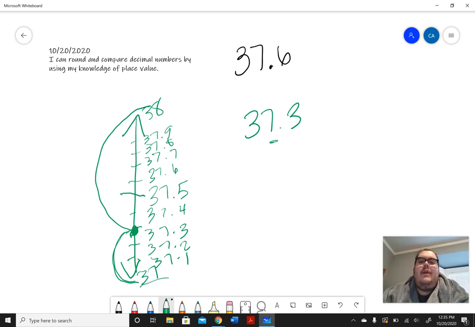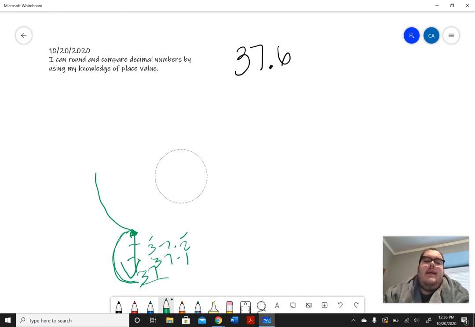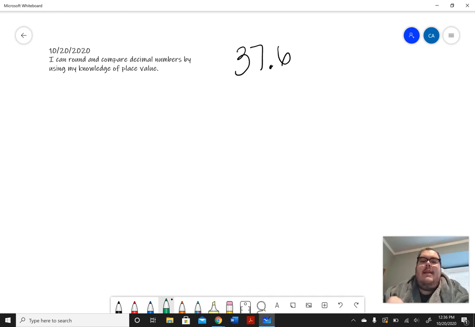Okay. If we used our trick, we're looking at the place value that we want to round. We look at the place to the right. If it's 5 or more, we're going to round up. If it's 3 or 4 or less, we're going to stay the same. 3 is definitely in that category of 4 or less. So we're staying at 37. Okay. So that's how we can round those numbers. Okay. But now let's address this second portion where it says compare decimal numbers.